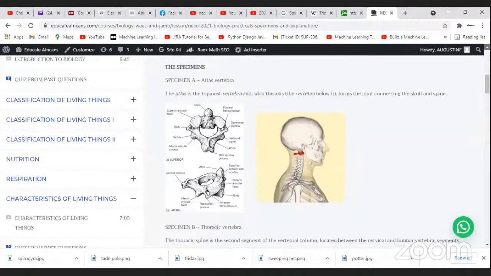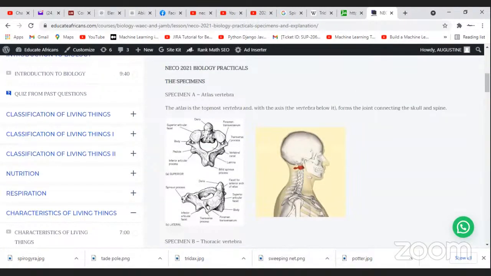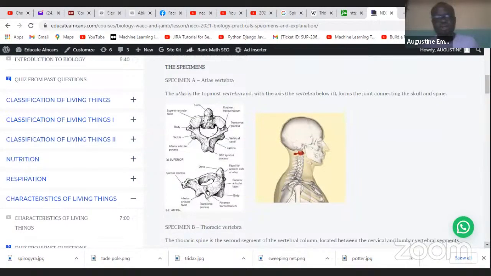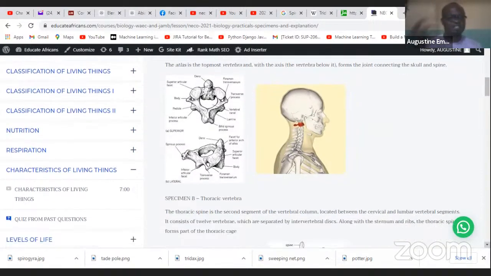If you see an atlas vertebra, you should know it, and you should know the function, because you can see that here it forms a joint. It forms a joint connecting the skull and the spine. You can see it here, skull and the spine, and the atlas vertebra connects them. That affects the shape, because the shape has to be in such a way as to connect to other parts of the axial skeleton that are surrounding it.